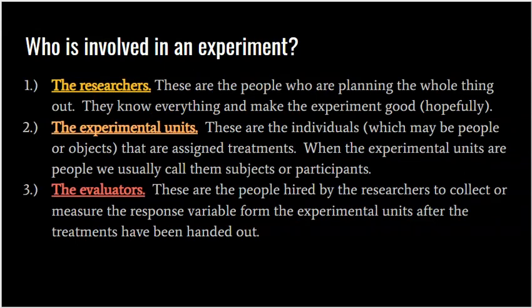All right, so the first aspect of an experiment I want to explore is who. Who is involved in an experiment? Three major groups. We have the researchers. These are the people who are planning the whole thing. They know everything and make the experiment good. Hopefully they make the experiment good.